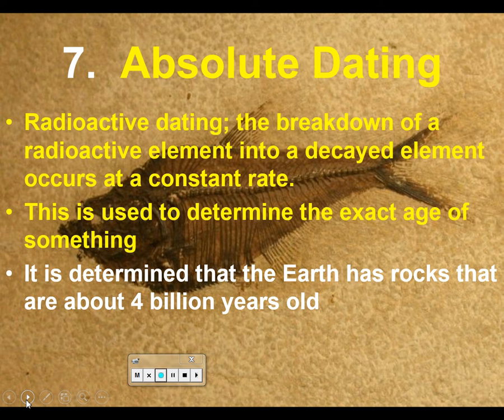Absolute dating is when you start to bring in the chemistry. It's radioactive dating. It's the breakdown of a radioactive element such as carbon-14 into a decayed element occurs at a constant rate. So it's used to determine the exact age of something. Carbon-14 is used for anything that was alive, because anything living, whether it's a tree or a bug or a human or a water buffalo or whatever it is, has carbon in it. So if you figure out how much that carbon has broken down over its half-life years, then you can figure out how old that sediment or that fossil was.